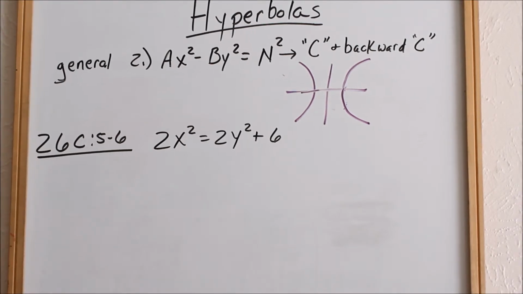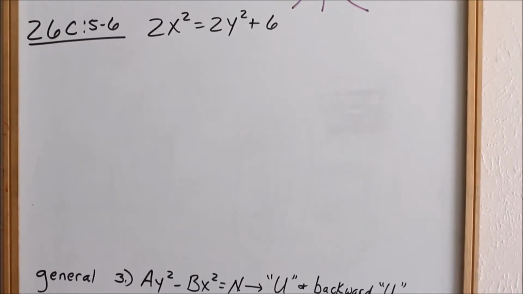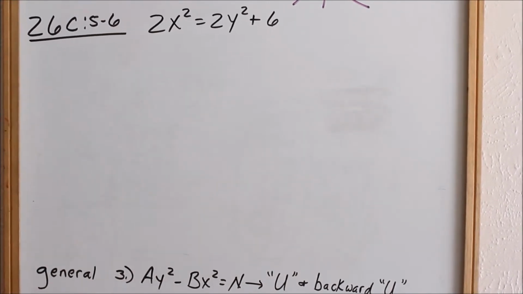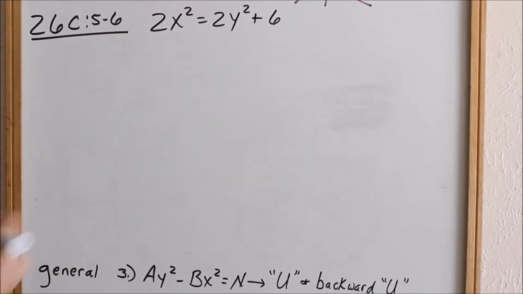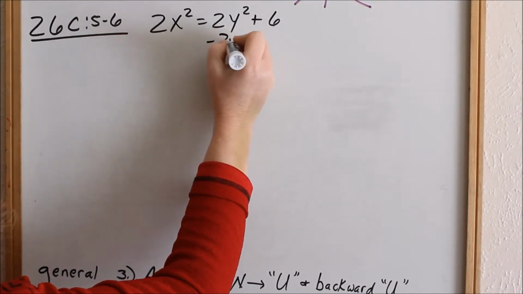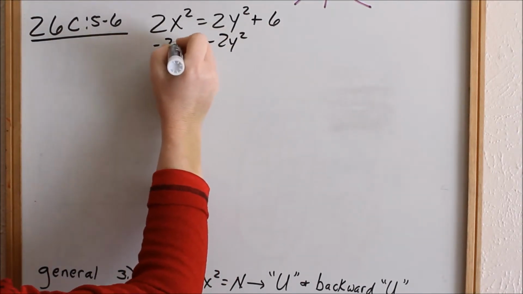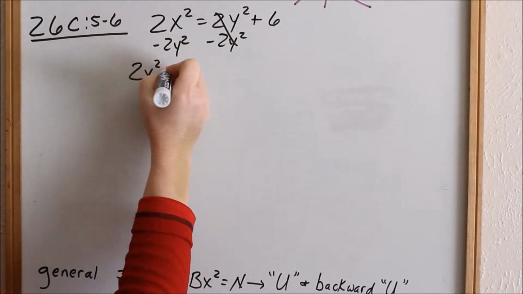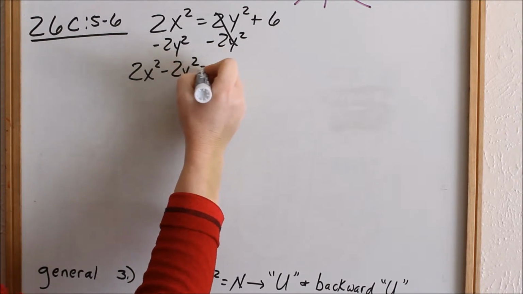Alright, let's look at one of these on 26C, 5 and 6. You have this equation here, but to get it in a general form, you need your x squared and your y squared on the same side. So we're going to subtract my y squared term over here. I can't combine x squares and y squares, so I'm going to write it like this.